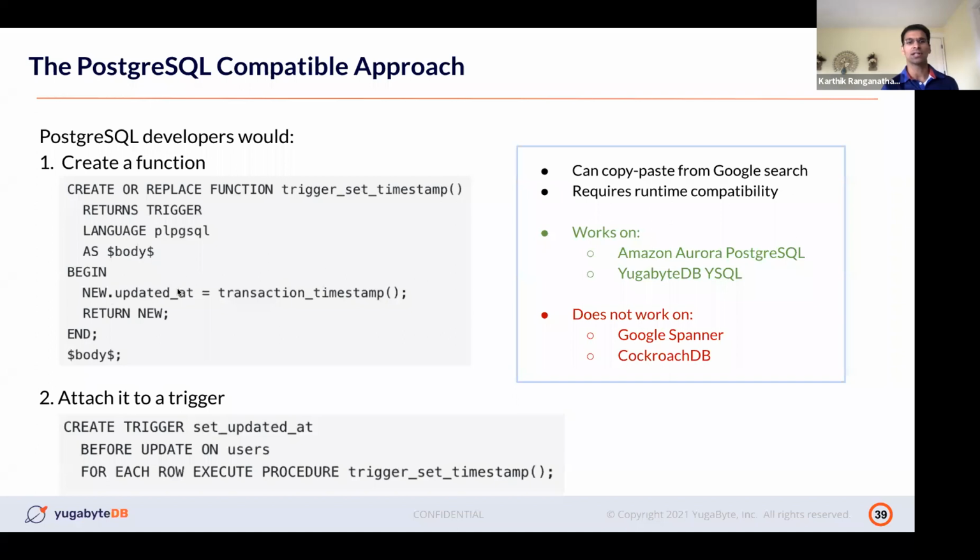I'm going to change the field name to the actual field name that I have, and I'm good. And I'm going to attach it as a trigger to the table. So I'm going to create a trigger name, and I'm going to say, before you update users, you execute this procedure, and I'm good, right?